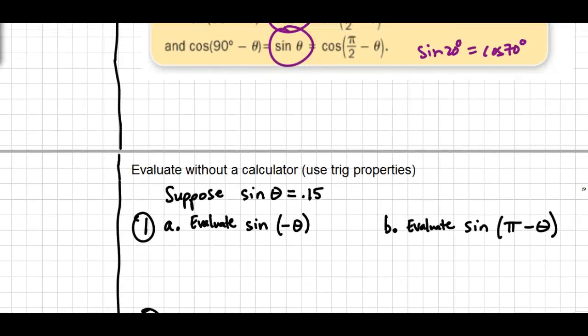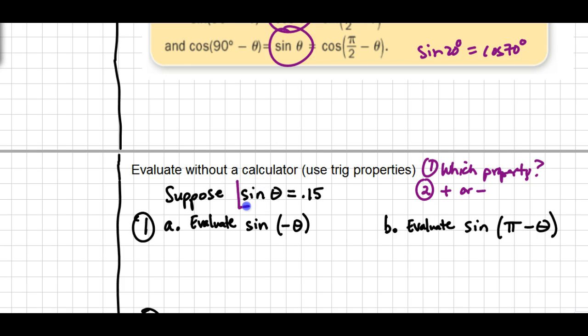First example here, just take note of the fact that you are going to evaluate these without a calculator. You'll use your properties. Typically you'll want to figure out which property to use first. So you'll scan the list that you're given and try to figure out which property applies. Once you've identified which property you're going to use, look at the property and decide if your answer will remain positive or change to negative. So that's your job, is to figure out what property to apply and then decide if your answer is going to be positive or negative.